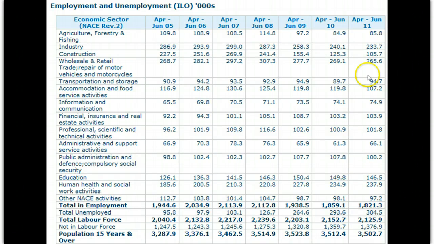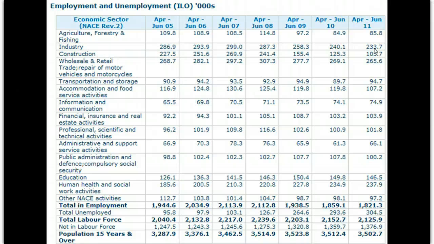In a sector that might be considered to have a large female labour force, we can look at the retail sector, wholesale and retail, shops, etc. These peaked at nearly 310,000 in 2008 and is now down to about 265,000. So just over 40,000 jobs lost in the retail sector over the 3-year period. Over the same time period, industry has also seen substantial job losses. So over 50,000 jobs lost in industry over the past 4 years.